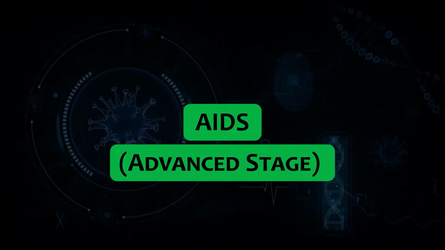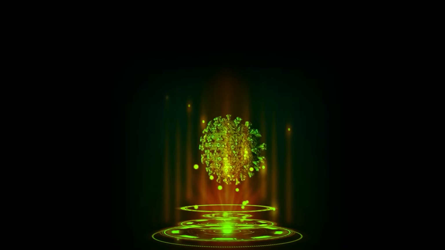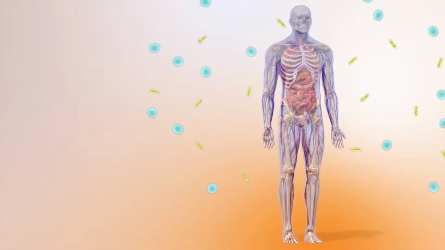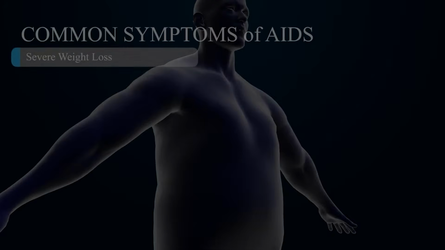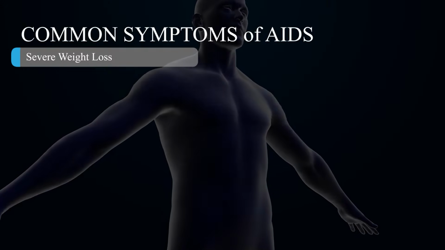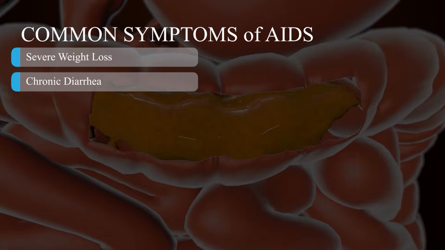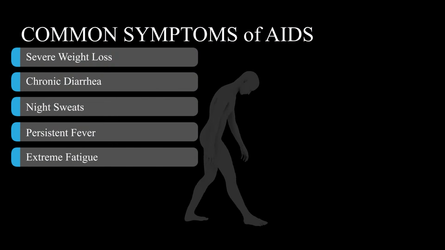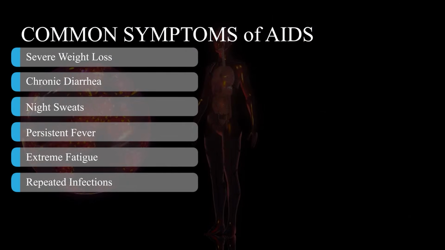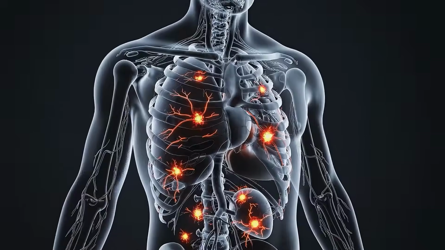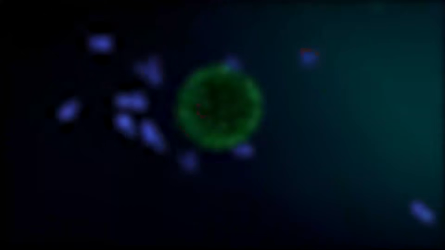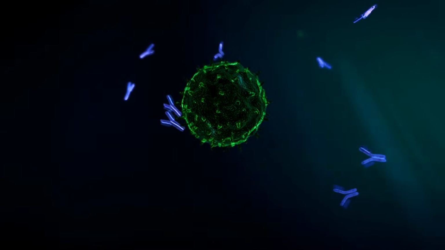Stage 3. AIDS, advanced stage. This is the most severe stage. The immune system becomes extremely weak. Common symptoms of AIDS: severe weight loss, wasting syndrome, chronic diarrhea, night sweats, persistent fever, extreme fatigue, repeated infections, memory problems. People at this stage often develop opportunistic infections, which are diseases that attack when immunity is low.